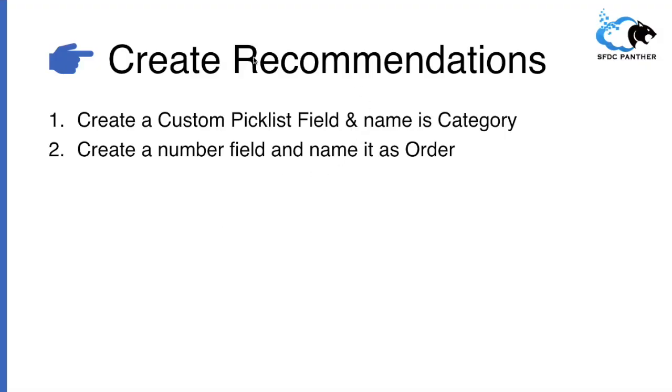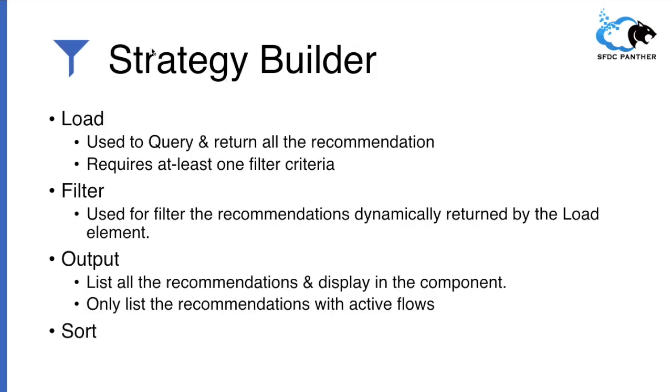So what we did is we made recommendations available to us using a profile level permission. Then we created 2 custom fields, we created a flow, and then we created a few recommendations, some using inactive flows and some using active flows. Now what is strategy builder? This is a builder that looks the same as the flow builder that we've just seen, where we can develop our strategies, and these are some of the elements.